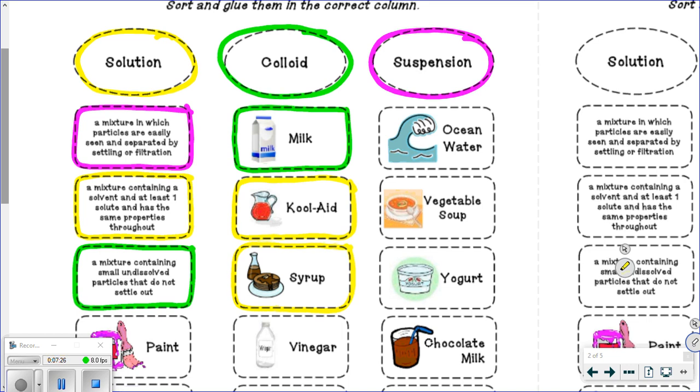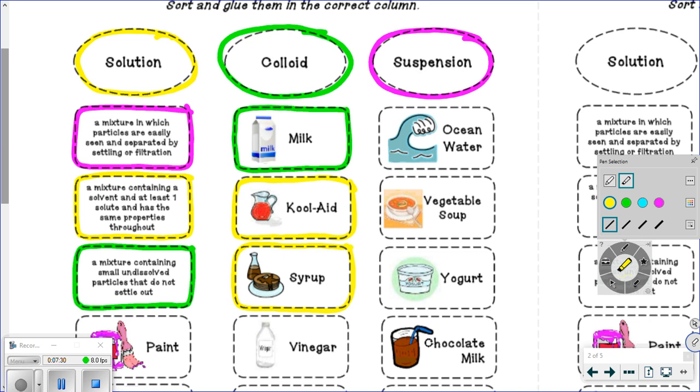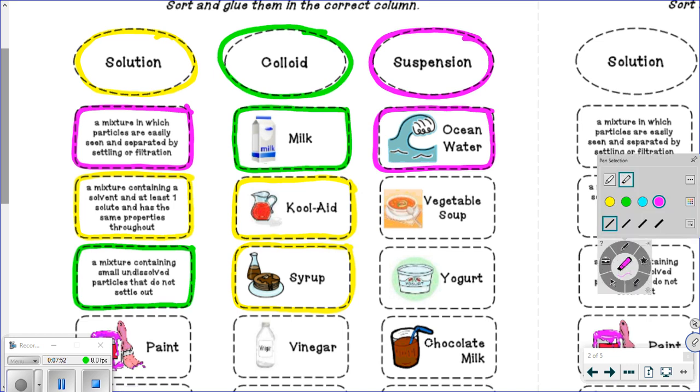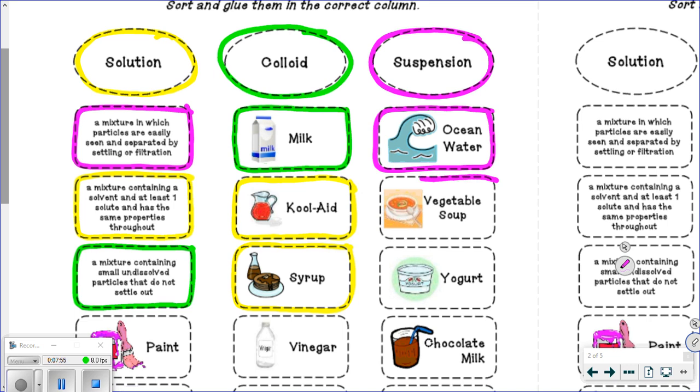Ocean water. What would that be? Well, if I take ocean water and I put it in one of my little buckets, right, it eventually will settle out. And the only thing that settles out is a suspension. All right, vegetable soup. Okay, well, vegetable soup, that's nice and chunky. We can shake it, we can mix it up so it seems homogeneous, but it wouldn't be. So that would be suspension.